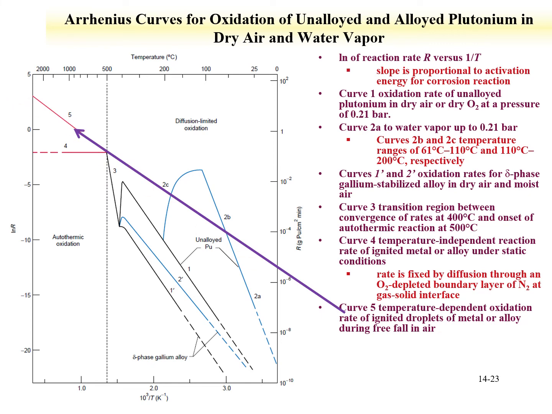So the data from this curve demonstrate the role of water in the oxidation and the fact that the alloys are less susceptible to oxidation than plutonium metal.